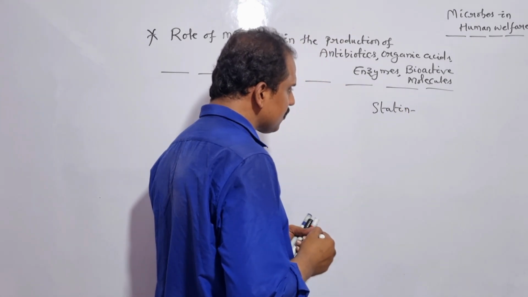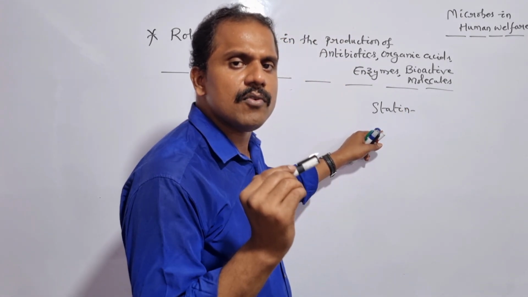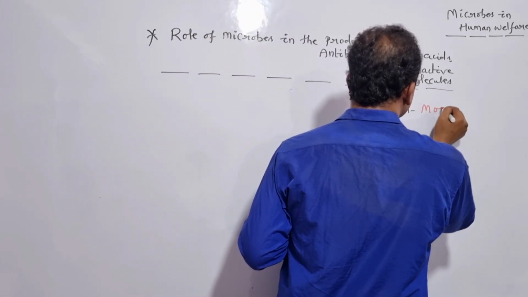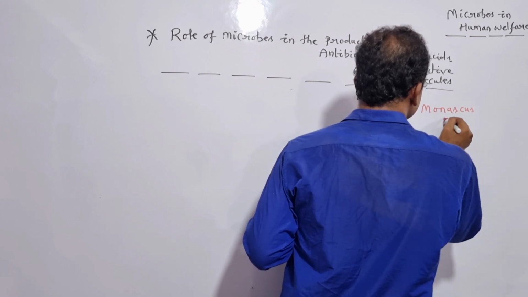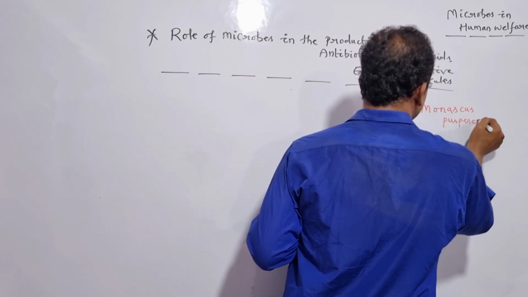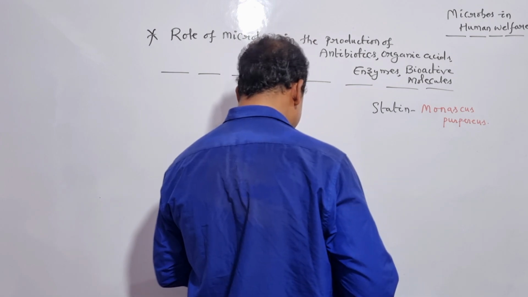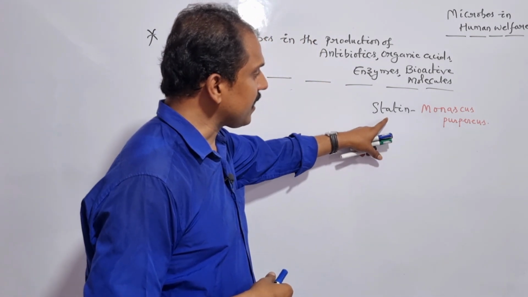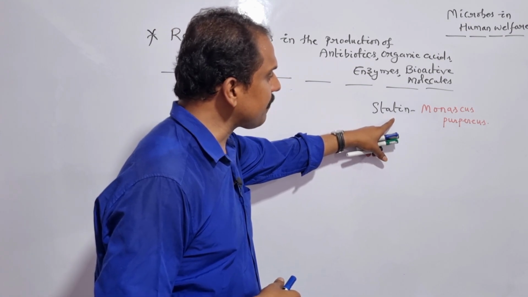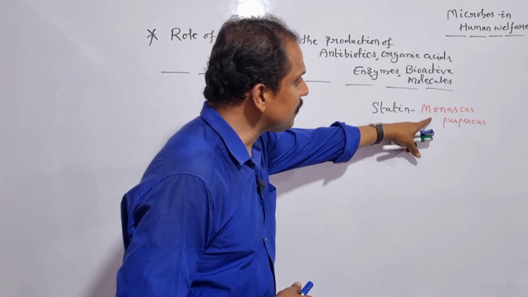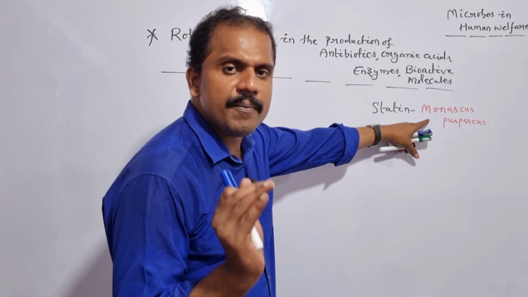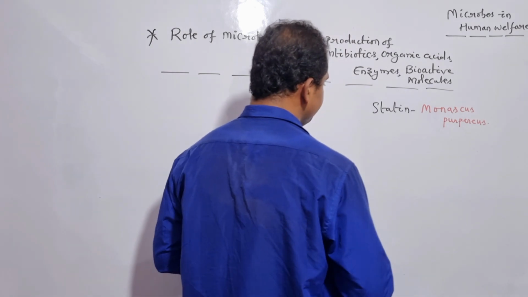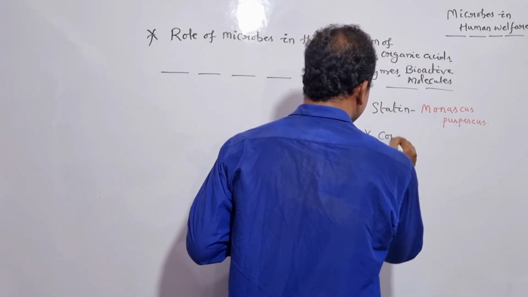So the microbial source for the statin is nothing but what? Monascus purpureus. The statin acts as a competitive inhibitor of the cholesterol biosynthetic pathway. Is it clear? The statin, which is most commonly isolated from a specific microbial source termed Monascus purpureus, acts as a competitive inhibitor of the cholesterol biosynthetic pathway. So let me write it here. Competitive inhibitor.